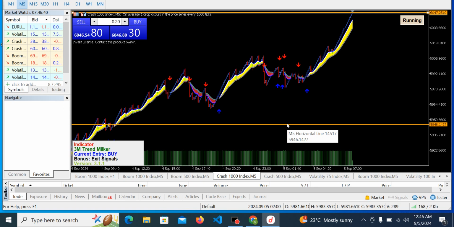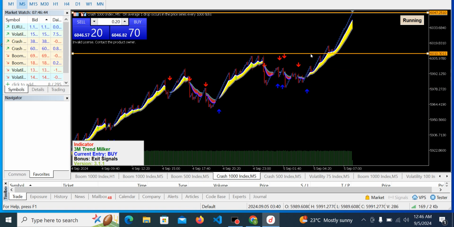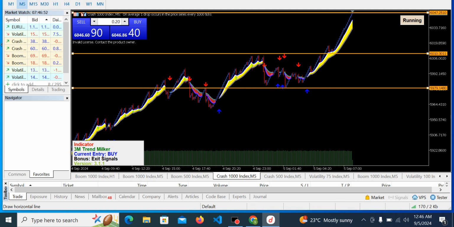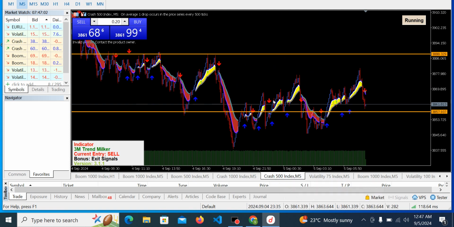And if it is going to be selling, then we expect it to get to this support zone once it starts selling, and if it breaks out from there, it should get to here. And of course guys, if it breaks out from here, then we expect it to get to this region, and if it breaks out from here, then it should be going down. Okay, so this is very important. Let's check out Crash 500.